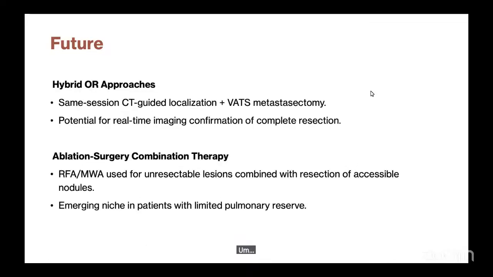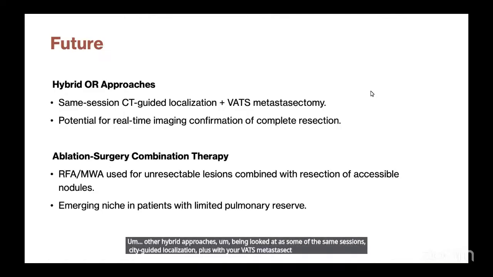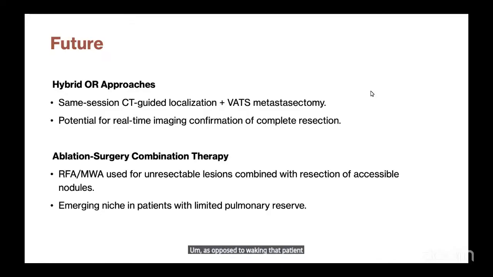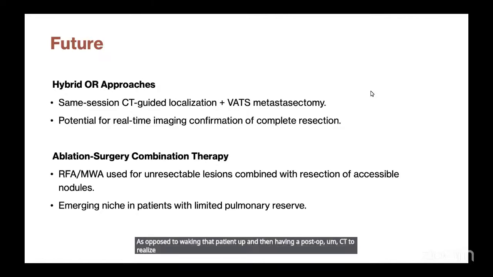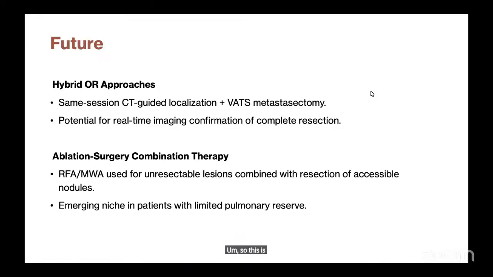Other hybrid approaches being looked at are some of the same sessions, CT-guided localization plus your VATS metastasectomy, which would allow for real-time imaging confirmation of complete resection in the operating theater, as opposed to waking that patient up and then having a post-op CT to realize, in fact, he may have missed a lesion. So this is wonderful stuff surgically.